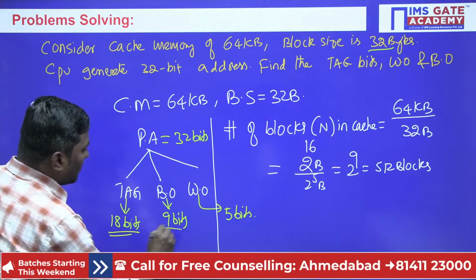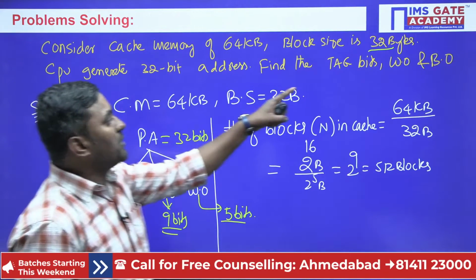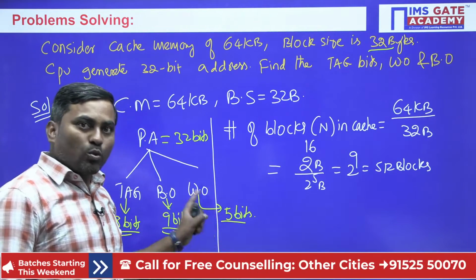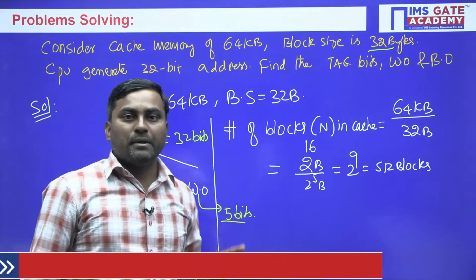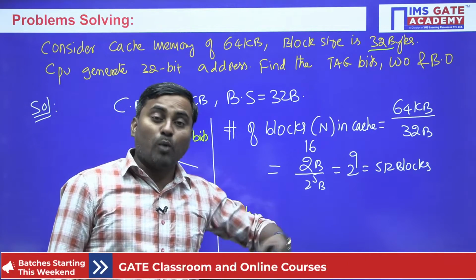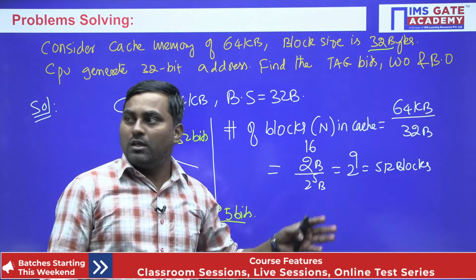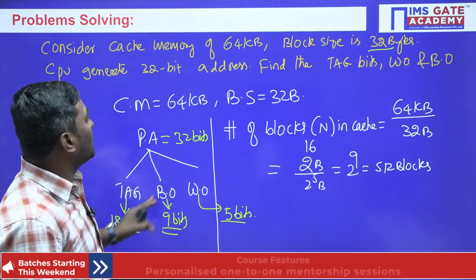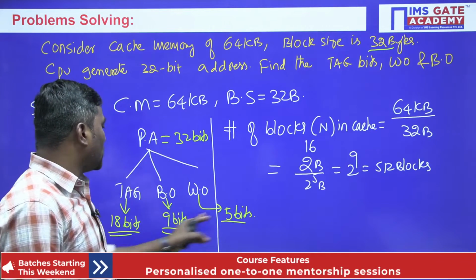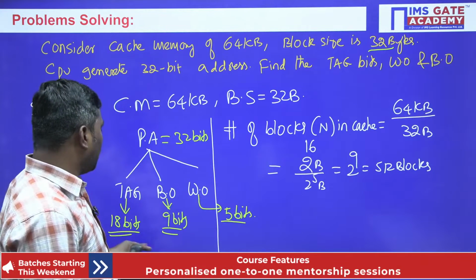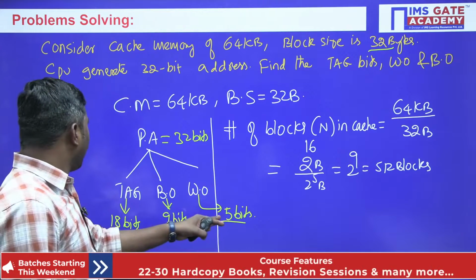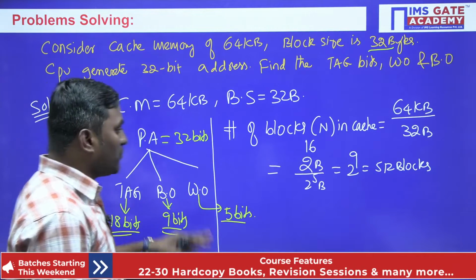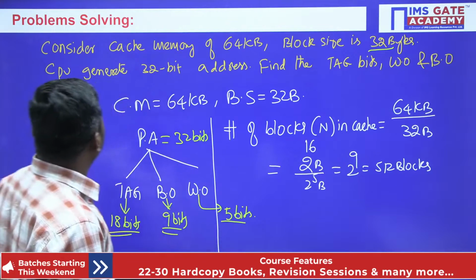I hope you understand. They asked to find the tag bits, word offset, and block offset. Please note clearly: the word offset depends on the block size, and the block offset depends on the number of blocks. The number of blocks is 512 here, so 9 bits are required. The tag bits we get by subtracting these two components from the physical address, which gives 18 bits. So 18 plus 5 plus 9 is 32. Yes, correct. I hope you understand this point.